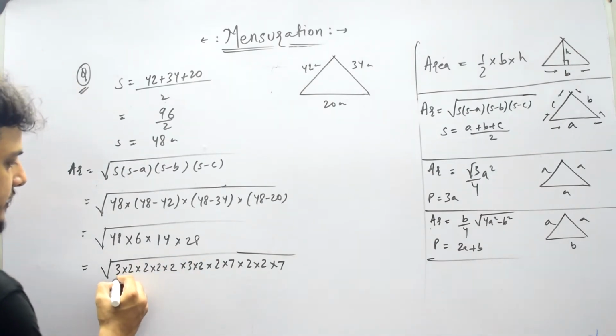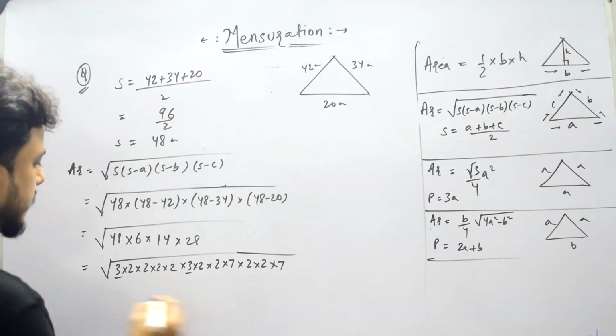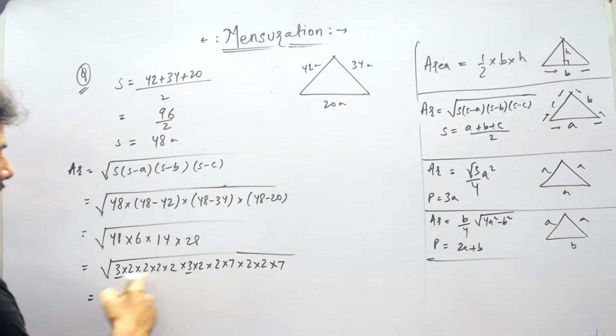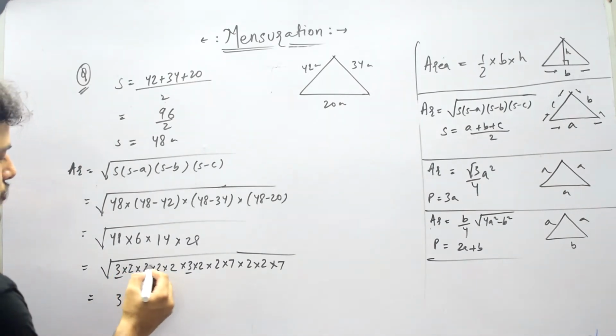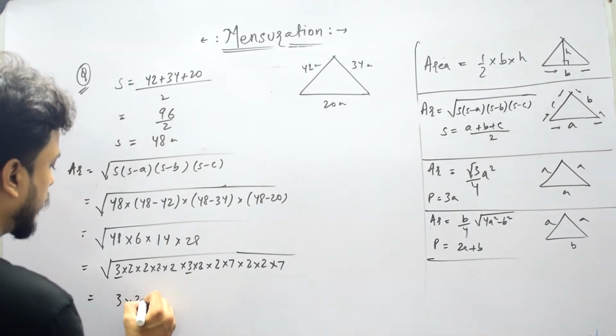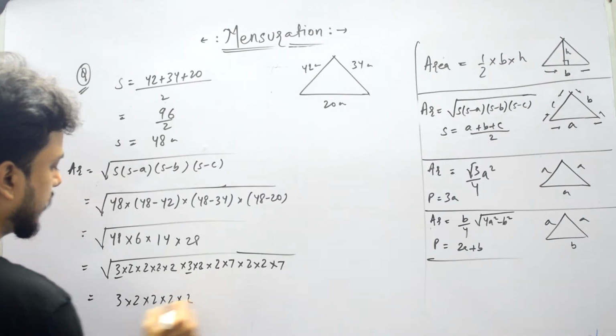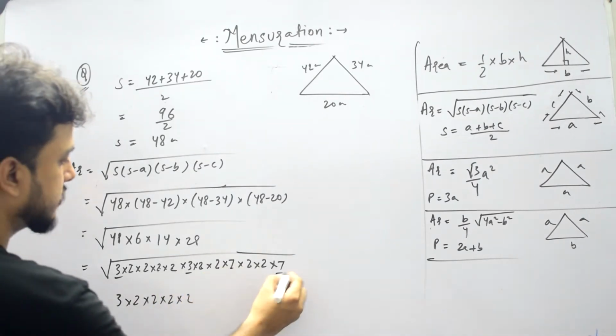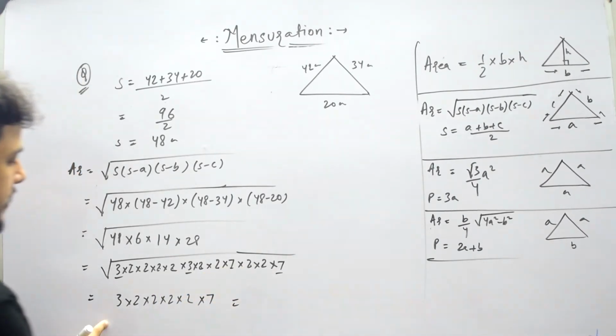Now see, count how many 3's are there. Two 3's are there, that means one 3 will come out. Then count how many 2's are there. 1, 2, 3, 4, 5, 6, 7, 8, 2's are there, that means four 2's will come out. Then there are two 7's, so one 7 will come out. Now I will simply multiply it.